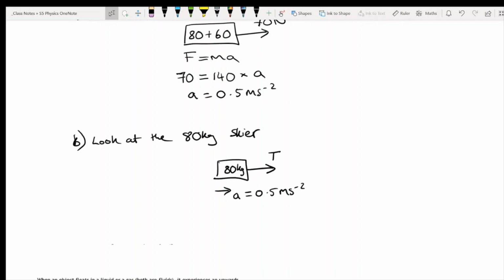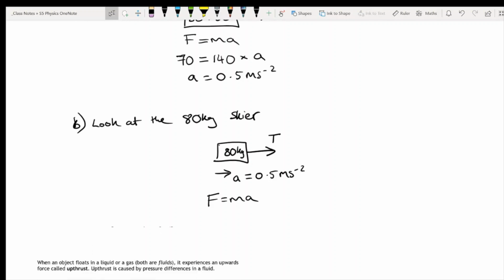So to find that tension, unbalanced force is mass times acceleration. So T equals 80 times 0.5, so 40 newtons. These kind of questions often come up. So the trick is you find the acceleration of the entire system, then you use that acceleration to find the force on one of the masses. So they do like to ask those kind of things.